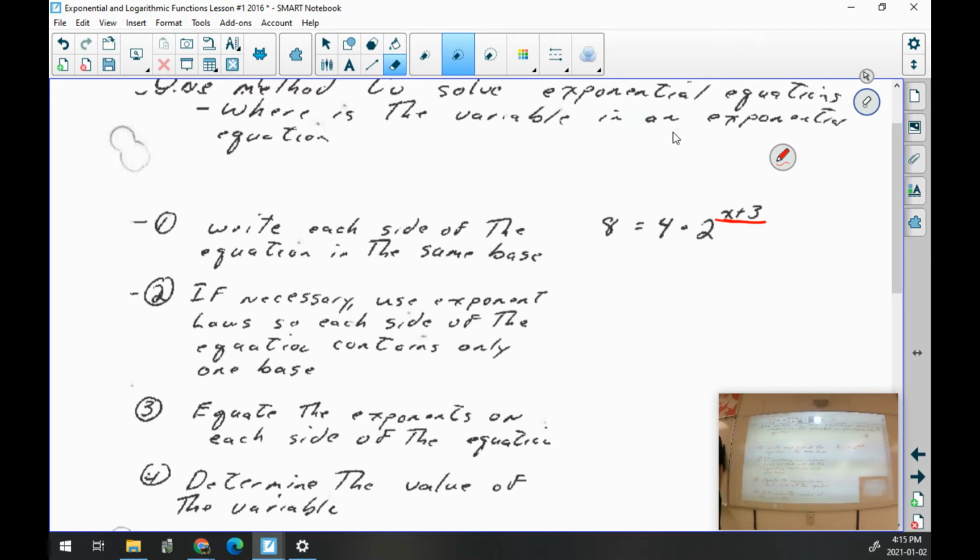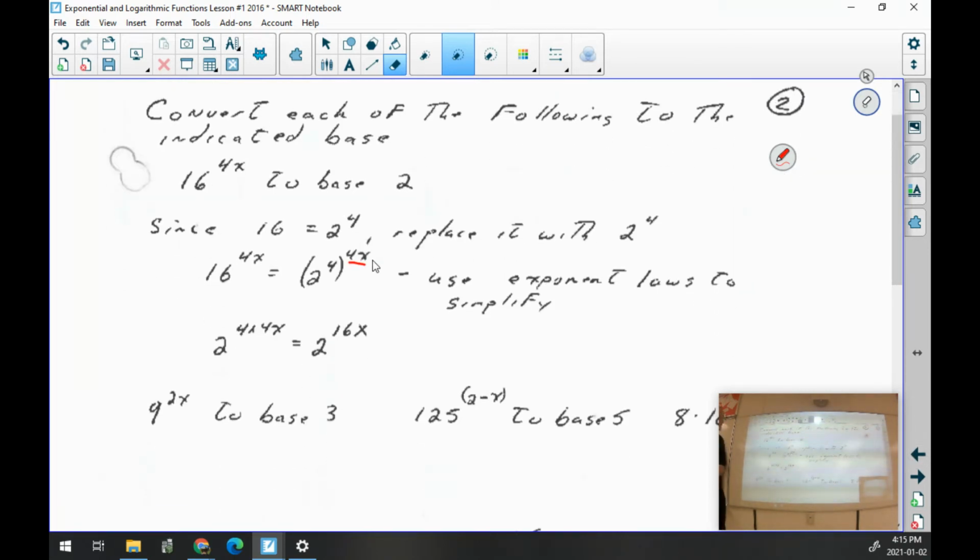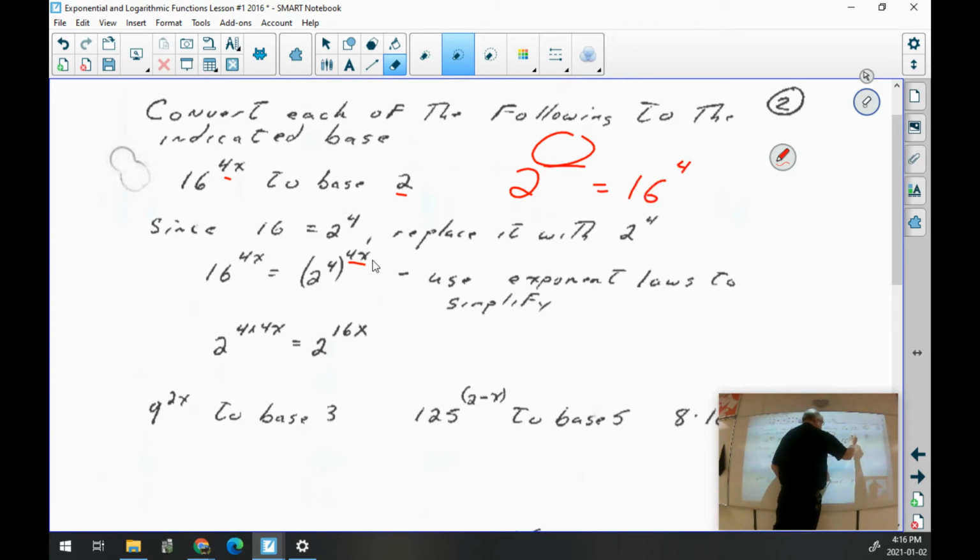So the first thing that we want to look at is, can I write something like 16 to the power of 4x as base 2? Okay. Well, so basically I want to write that as 2 to the power of something, is what I'm asking. What goes here that's going to be equivalent to 16 to the 4x?